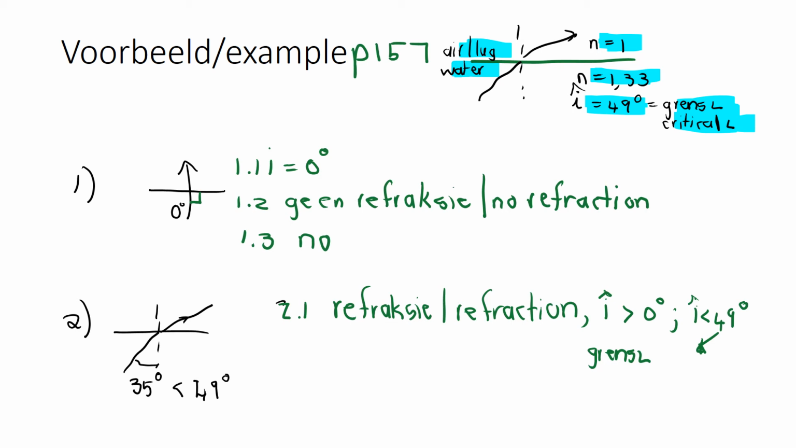My angle of incidence is 49. That is my critical angle. Dit is my grenshoek. Nou kan ek verder gaan om hierdie vraagie te antwoord. My invalshoek is 35 grade.